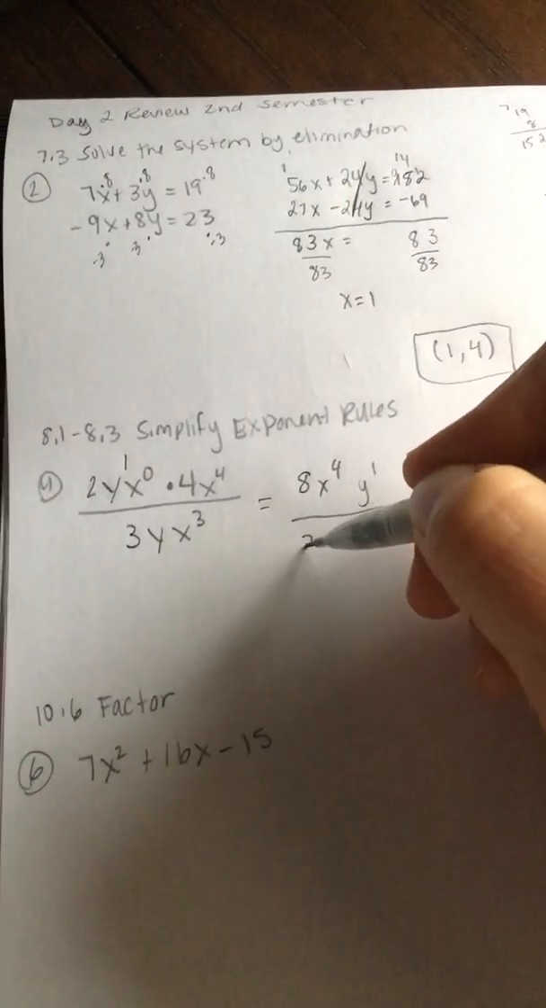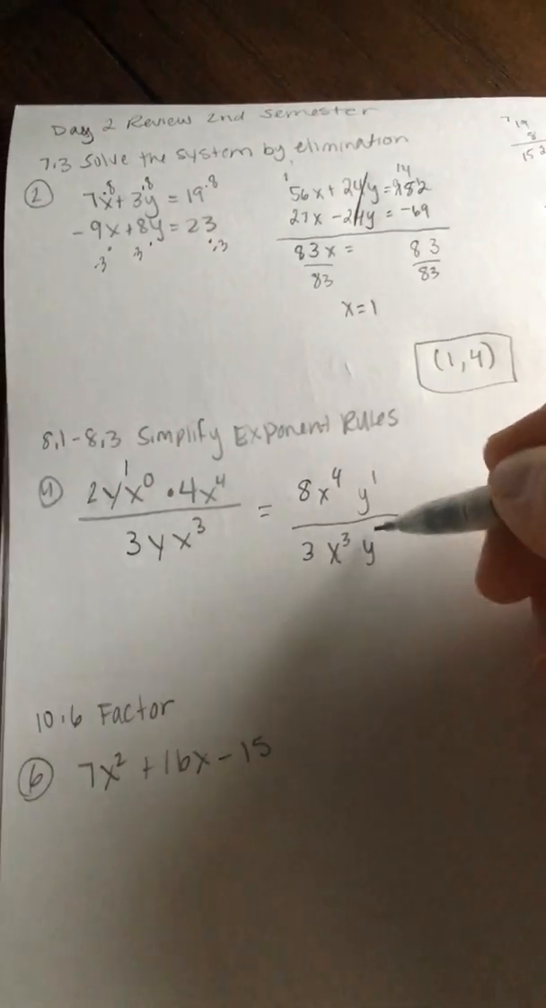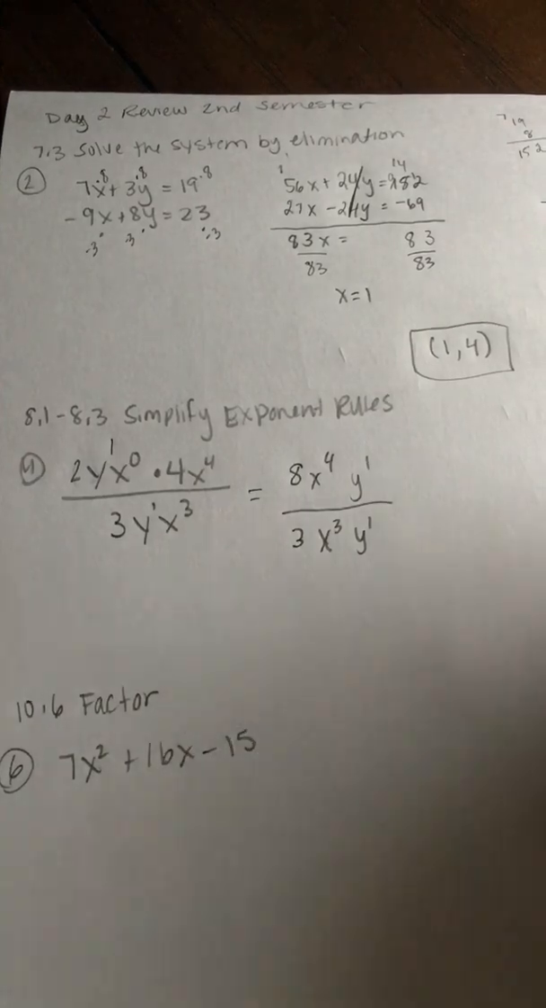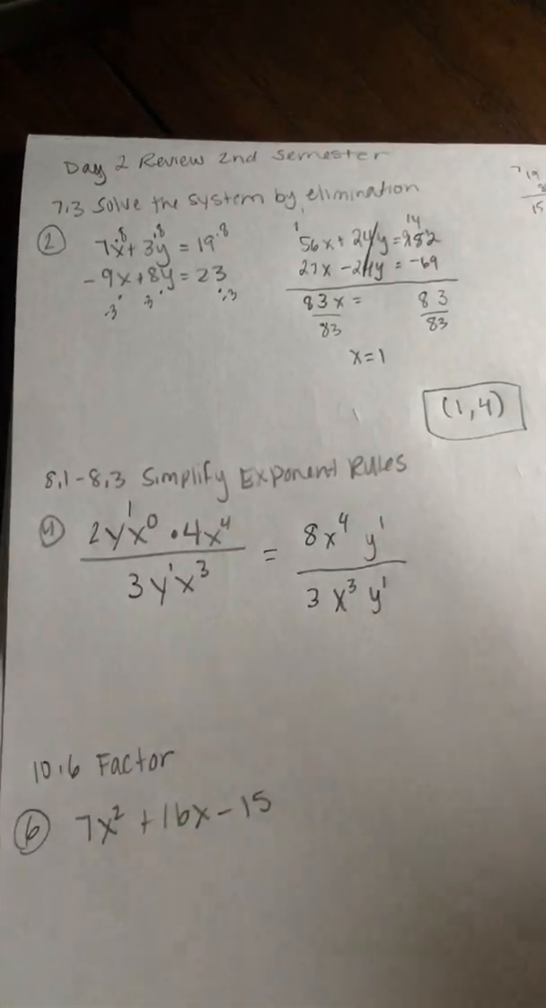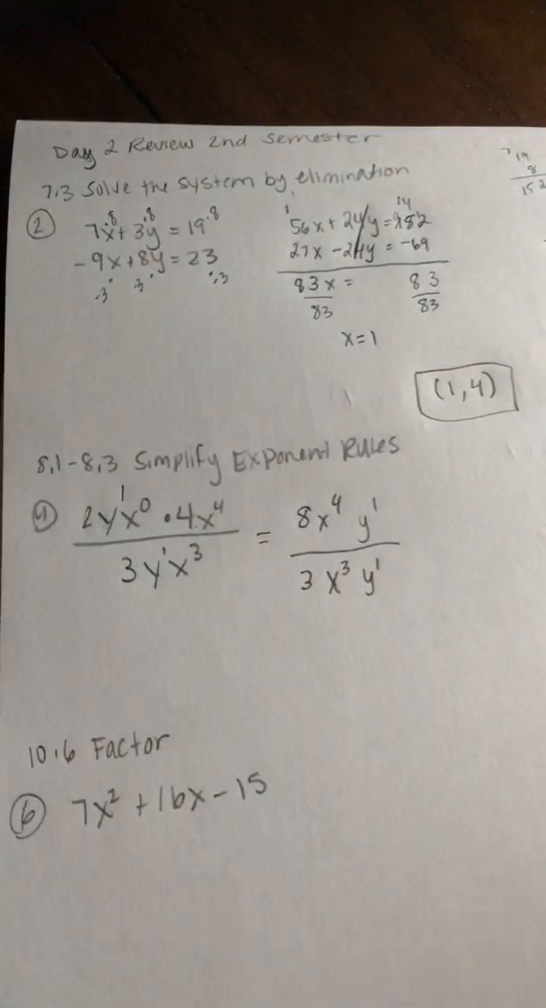In the bottom, I have a 3. I have an x to the 3rd. And I have a y to the 1st. None of these have the same base, so I'm just organizing them with the number, then alphabetically with my letters. Here I had one adding to do and one multiplication fact to do.